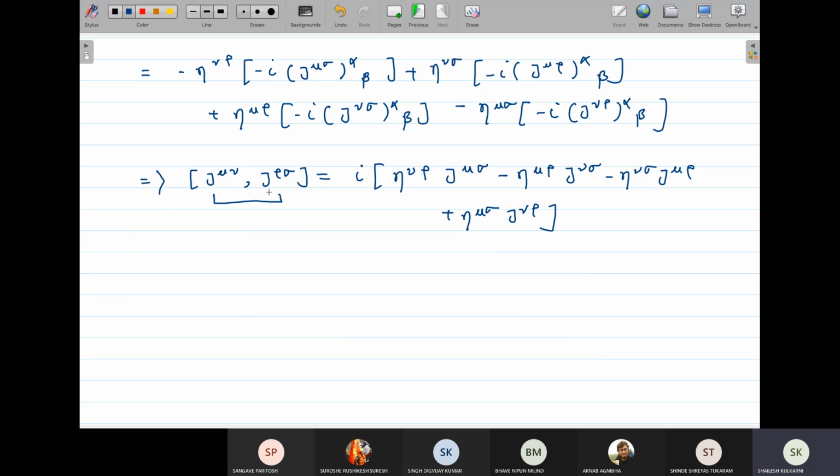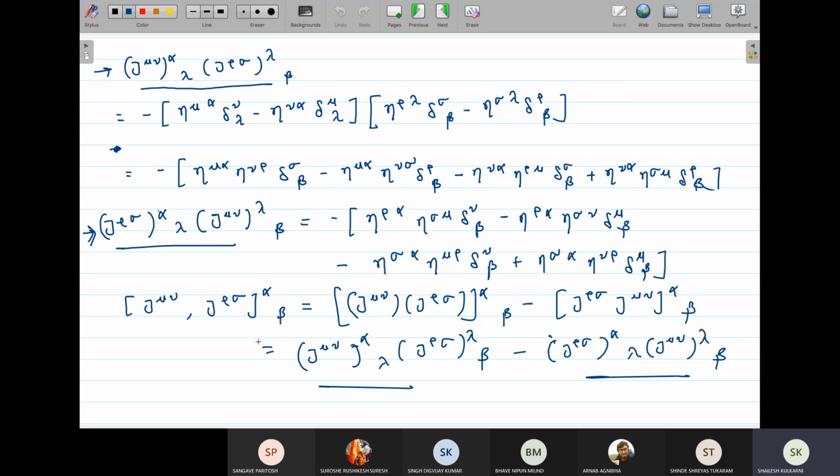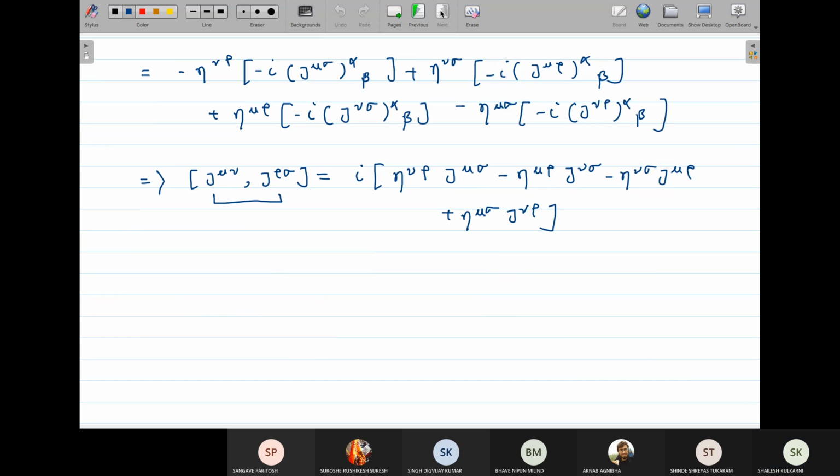Why is this useful? The reason is the following. At first hand it looks like a very messy calculation, but if you practice with this kind of thing, it's not that difficult. Why is this commutation relation important? Okay, the reason is the following.